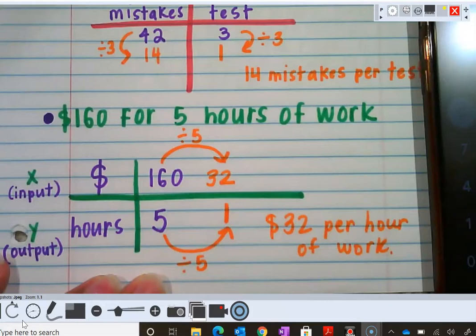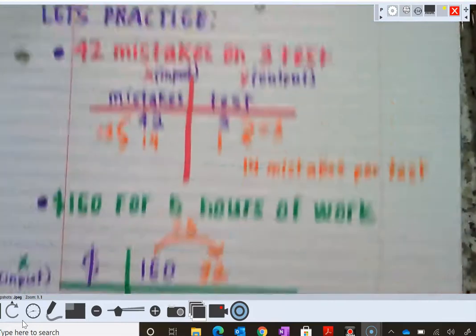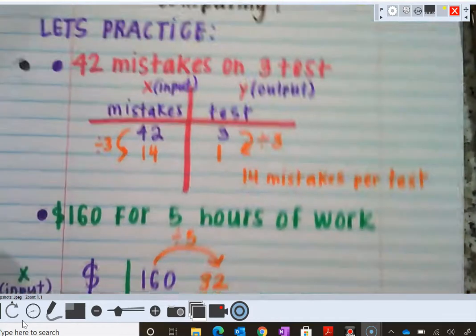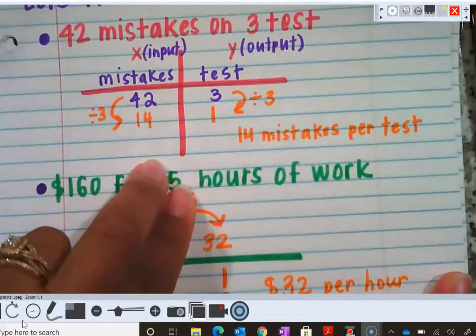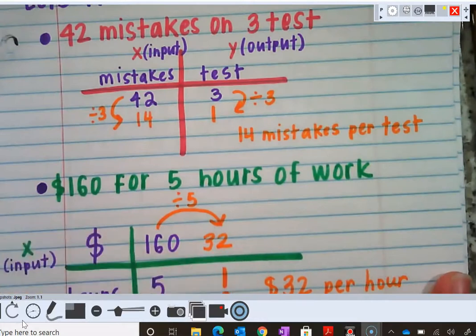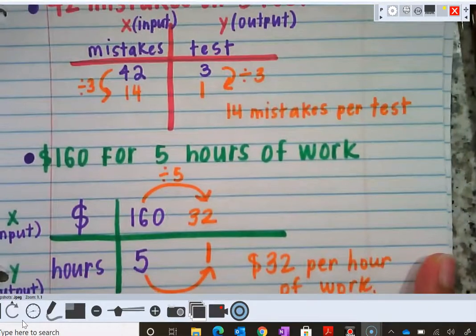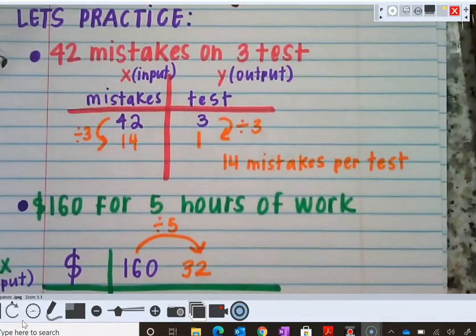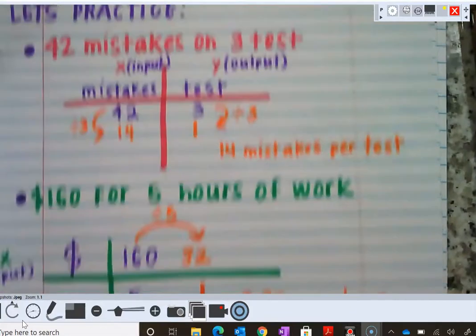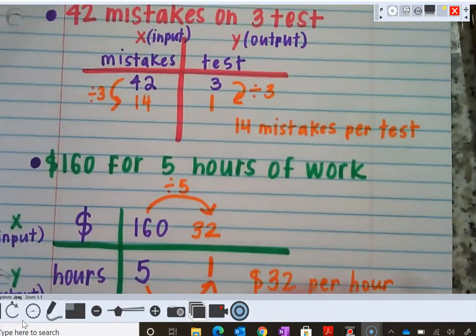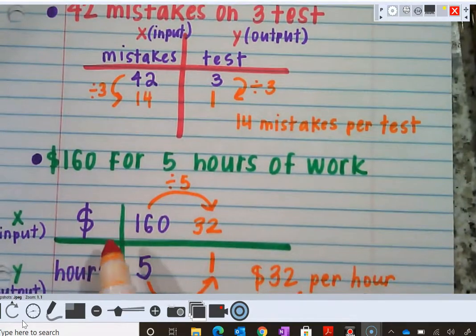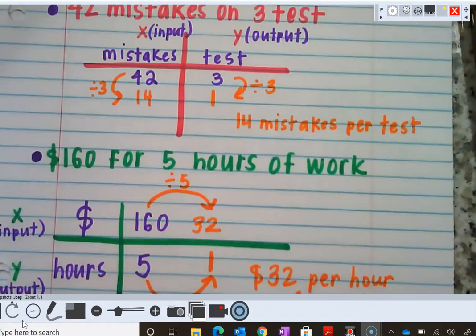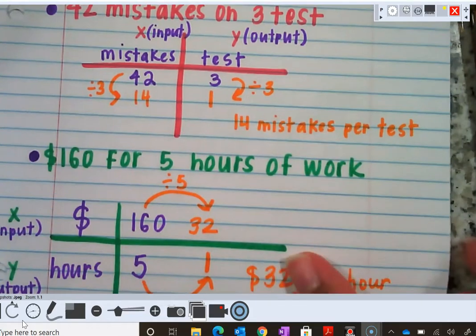All right. So now, since we've reviewed how we can find the unit rate based on looking at a table, and as you can see, I did my table this way, a T-chart, and I also did it this way. It depends on which way you're more comfortable with. You can write it out whichever way is best for you. Just make sure you're comparing your two values. In this case, we have mistakes and tests, and on this one, we have hours and the amount of money we're making. So let's try some application problems now.